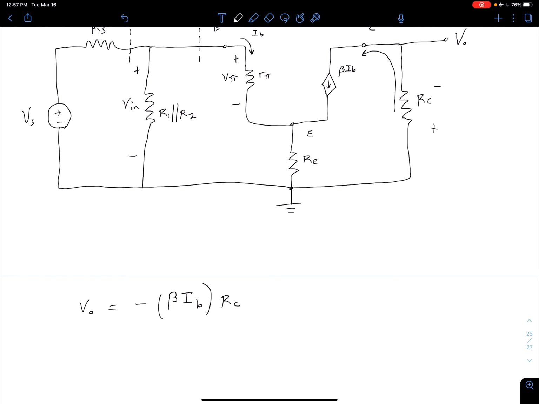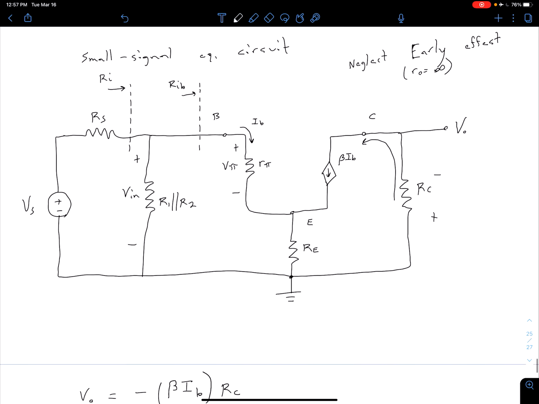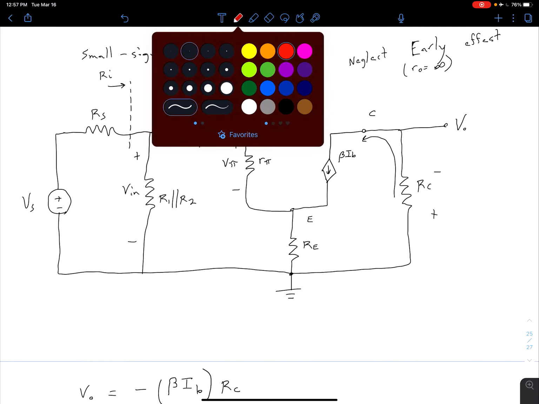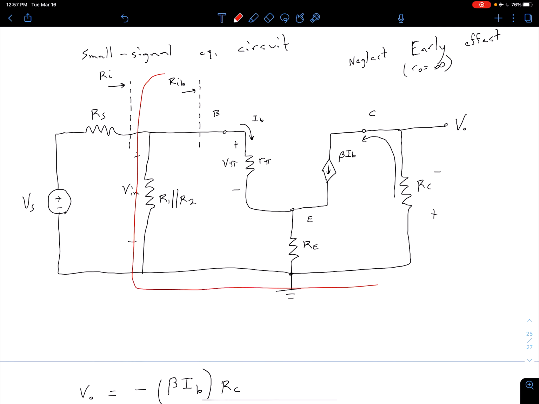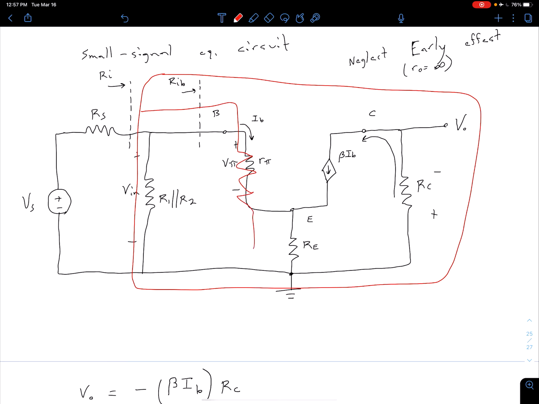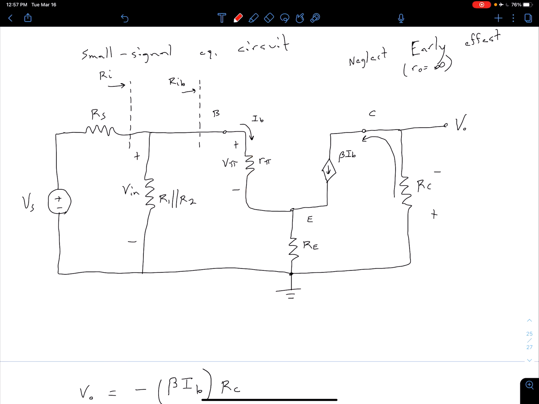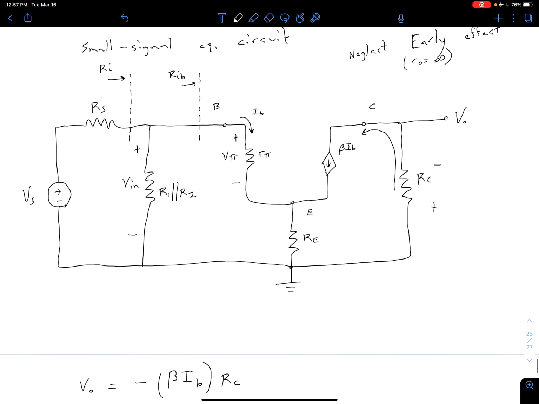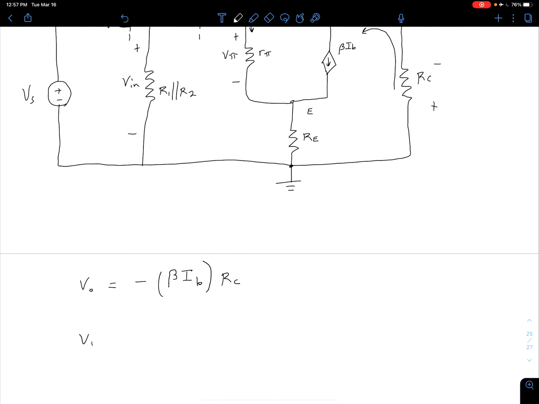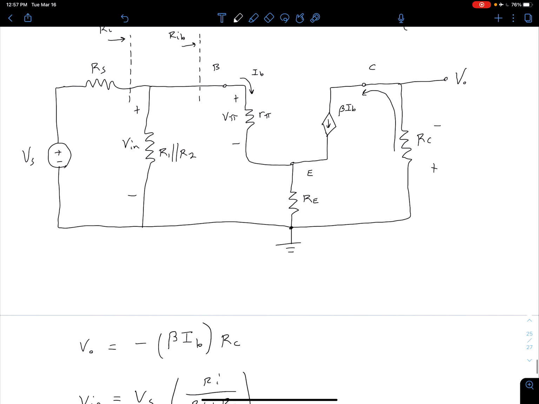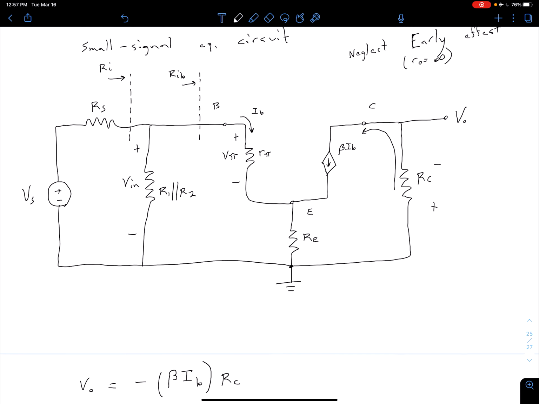On our input side, we can use the same equation we did before, because remember, with this RI, we're saying this is all a black box, and we're just going to approximate everything in here as one resistor with a value of RI. So that becomes a really simple voltage division equation, which gives us VN equal to VS times RI divided by RI plus RS. So the extra steps now for this configuration are going to come in finding that RI.